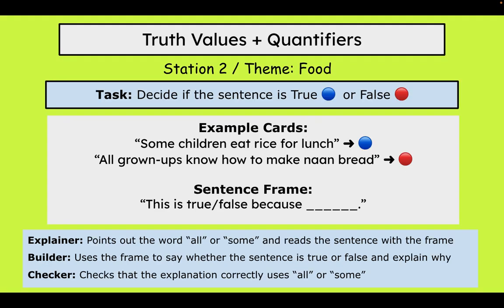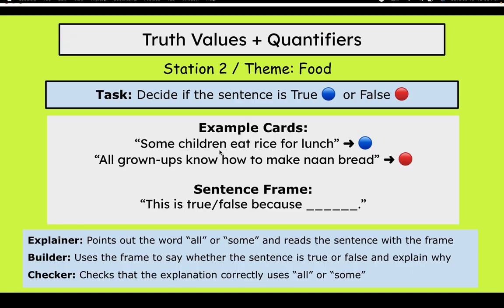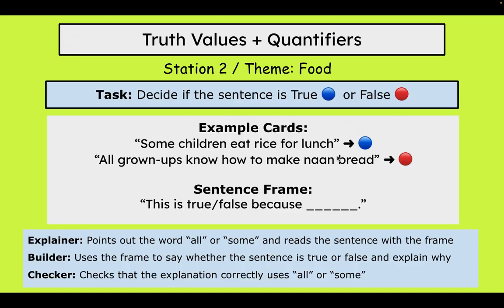All right, in the second station, students work with truth values and quantifiers like all and some, using food-related examples. Students decide whether a sentence is true or false and explain how the quantifier affects the meaning. The explainer points out the keywords, the builder explains the group's decision using the sentence frame, and the checker confirms that the logic matches the language used. The station builds precision in both reasoning and academic vocabulary.